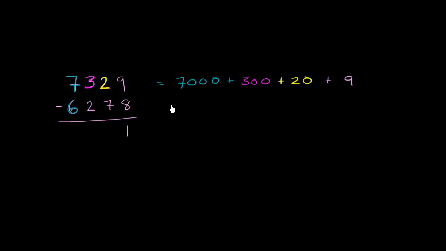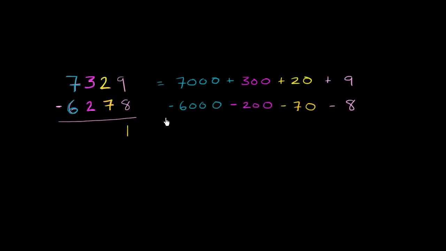And then down here, we have the 6 in the thousands place. Well, that's just going to be 6,000, and we're subtracting, so minus 6,000. And then here we have a 2 in the hundreds place. And once again, we're going to be subtracting all of these. So we're going to be subtracting 200. And then here in the tens place, we have our 7, and we're subtracting it. So 7 tens, that's 70. And then we are subtracting that 8.